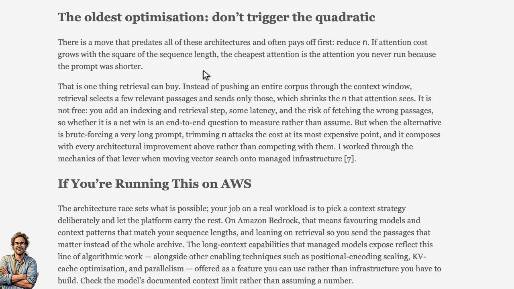And there is a move older than all of these architectures. Reduce n. The cheapest attention is the attention you never run because the prompt was shorter. That is one thing retrieval buys, sending only the relevant passages instead of the whole corpus. It is not free, so whether it pays is an end-to-end question to measure. But it composes with every architectural improvement rather than competing with them.